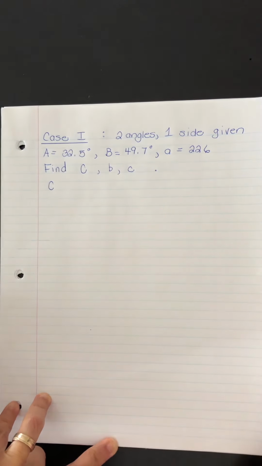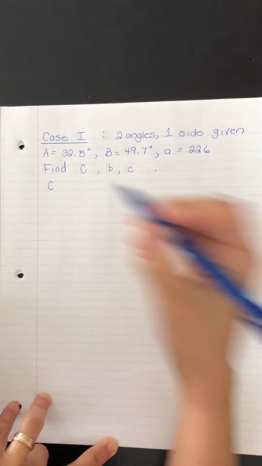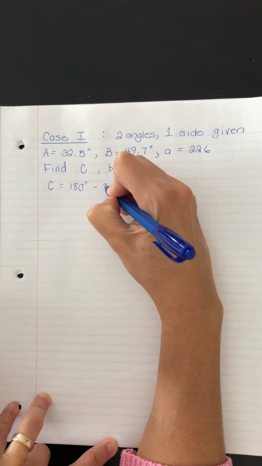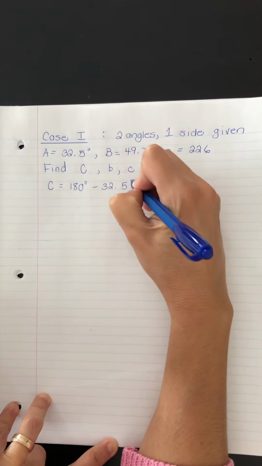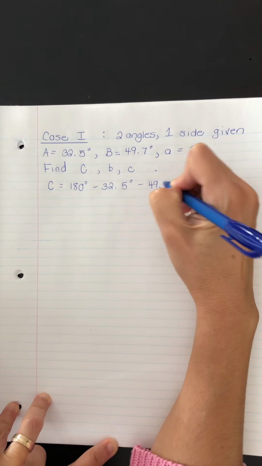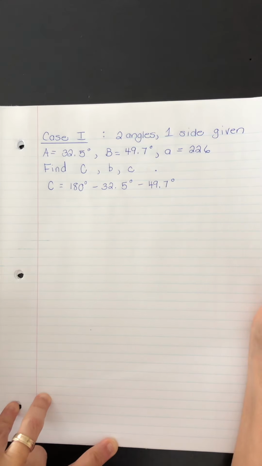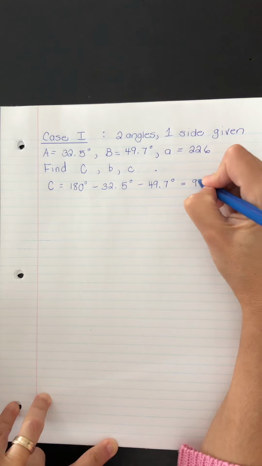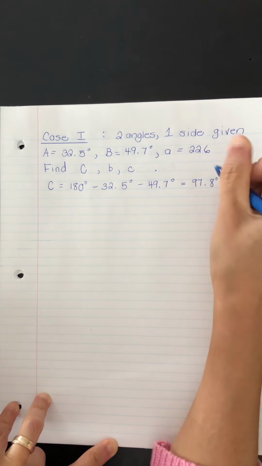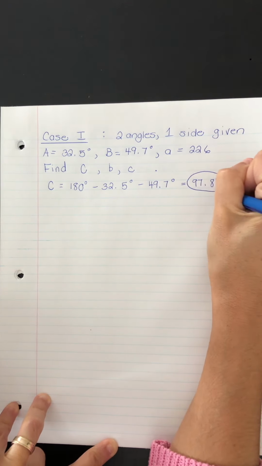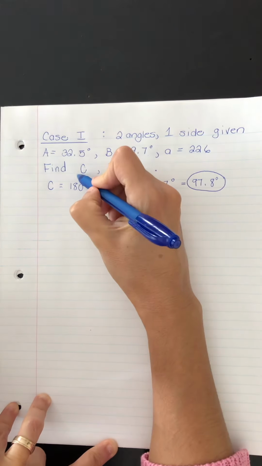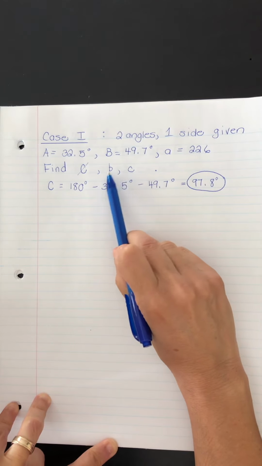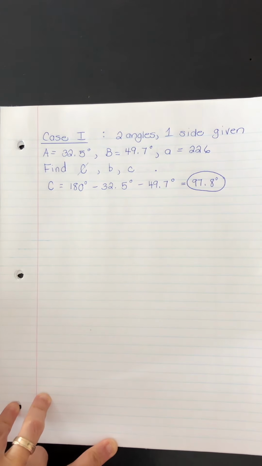Angle C will be very easy to determine since we know that every triangle has 180 degrees. So we can simply use subtraction like this from 180, and that is going to give us 97.8 degrees for that angle. Okay, so that is now determined, and now we can try to find the side lengths b and c.